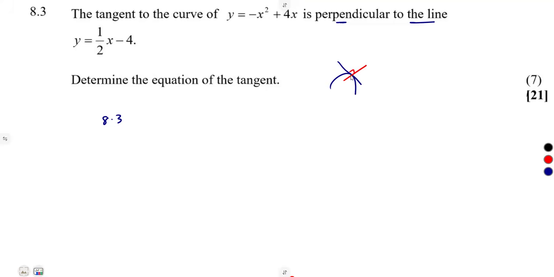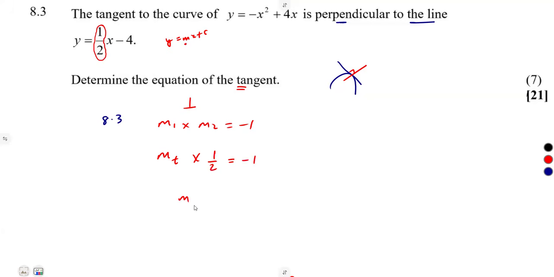So our tangent, the one that we are actually focusing on, what is its gradient? It follows that for two lines that are perpendicular, the product of their gradients gives us negative 1. So the gradient of the tangent that we want times the gradient of the line that it is perpendicular to. What is our gradient here? That is half. y is equal to mx plus c, m is the gradient. So times 1 over 2, it is supposed to give us negative 1.